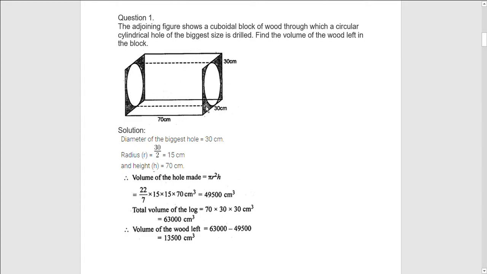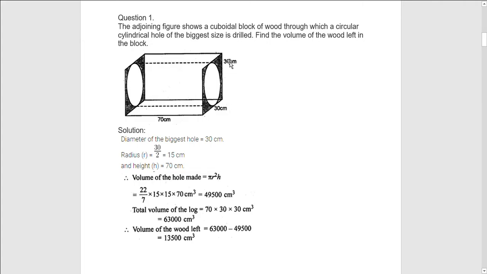Biggest side, it means the height of this cylinder will be equal to the side of the cuboid. This is the biggest height. Followed me? So what will be the height of this cylinder? 70 centimeter, because this is the length of the cuboid.